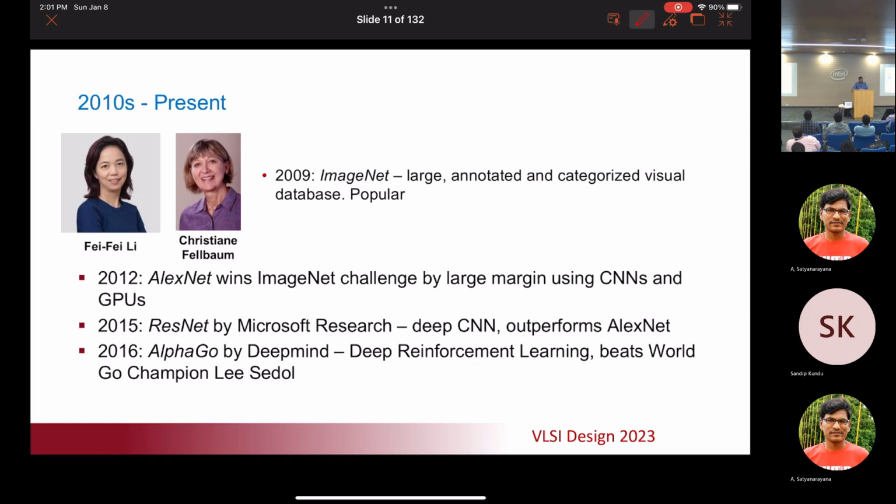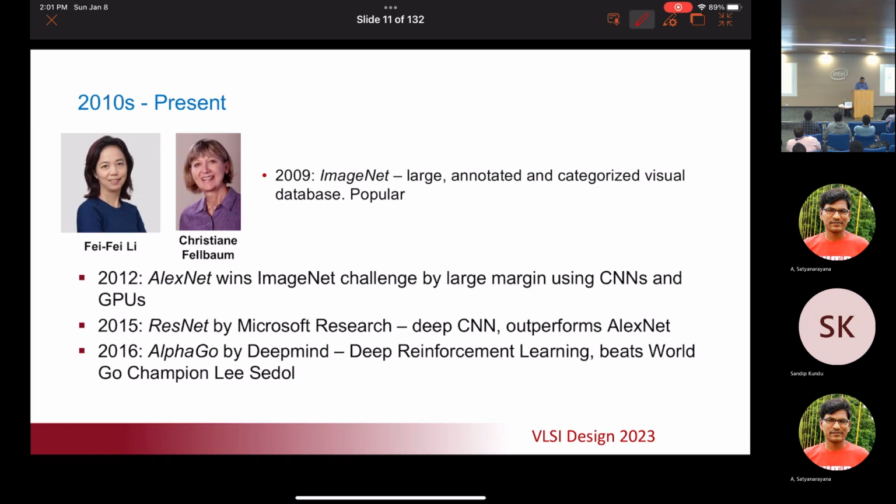So they decided to first create a big database, which is today known as ImageNet. It's a large, annotated, and categorized visual database. And this is what people use today to train their machine learning algorithms, at least those who don't have access to private data like Google and others. And so it became the training ground, and it was a big thing.